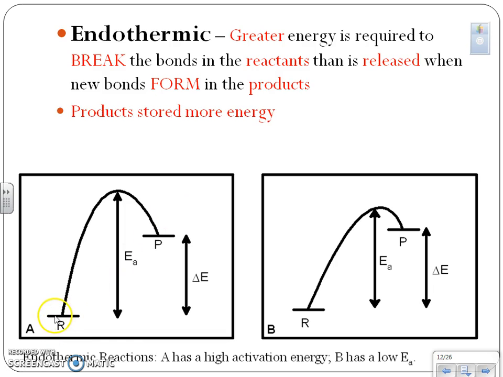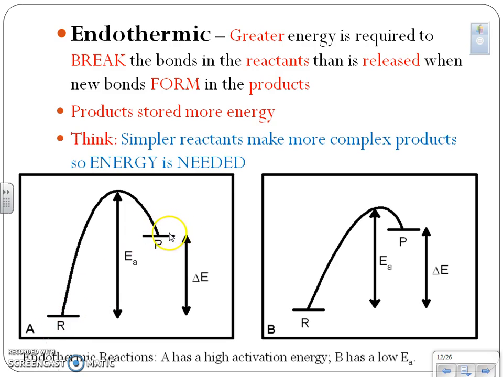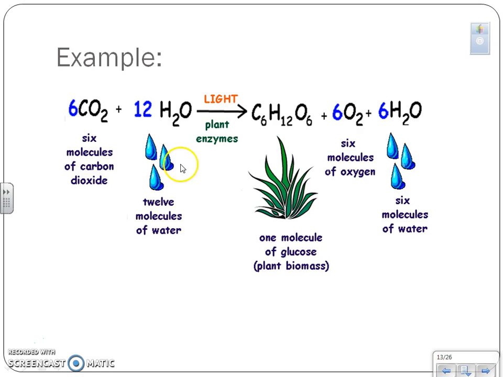So one more time, think about it like, okay, my reactants are simple, my products are complex. So in order to go from a simple reactant to a complex product, energy is needed to get there. You can't get to something more complex, bonds that have more complex energy, unless energy is put in. That's endothermic.